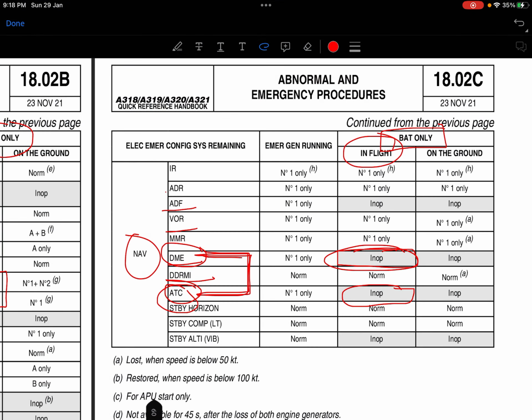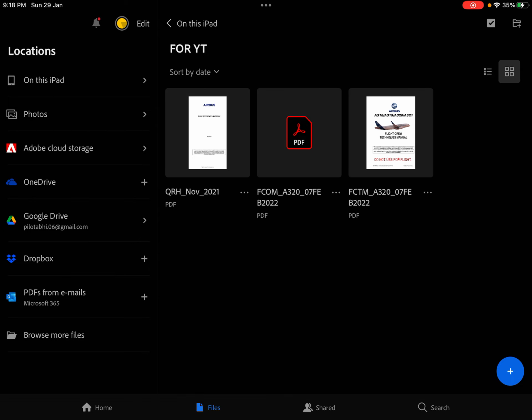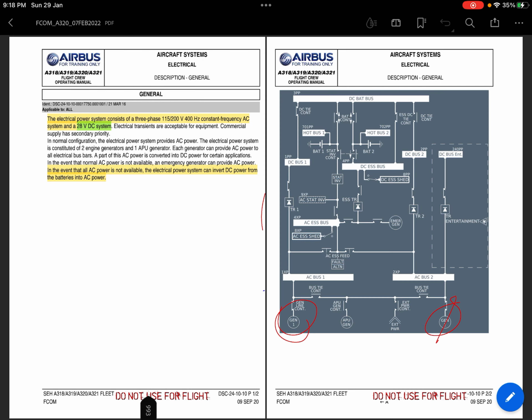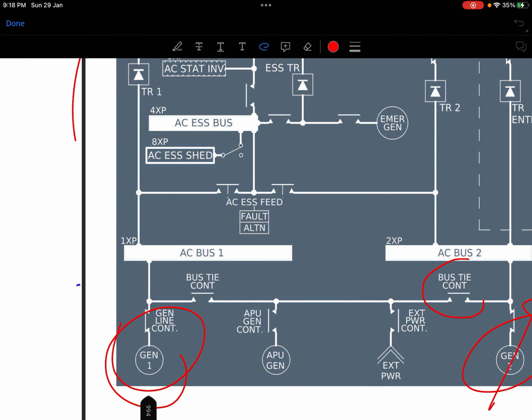We'll show you. We'll go to the FCOM, and here they are talking about this bus tie contactor. What these bus tie contactors do is they connect a generator. They help to change over from one generator to another generator. Let's say if it is on, then you will be able to connect one generator to another, right?